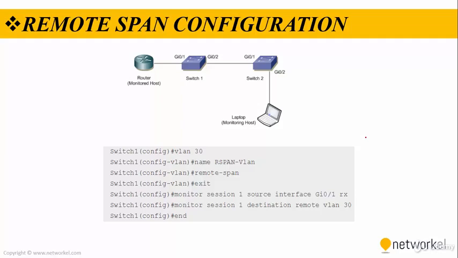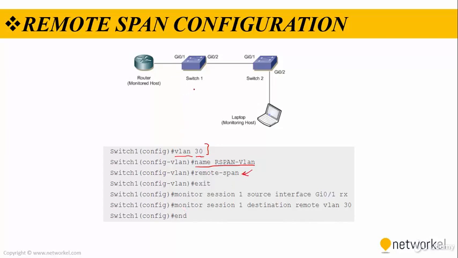Remote SPAN configuration is easy also, but there are a few steps different from the SPAN config. First, you need to define a remote SPAN VLAN. To define it on the switch, you create the VLAN by using the vlan command and the VLAN number. Then you can use a description if you want. The third step is typing the remote-span command.